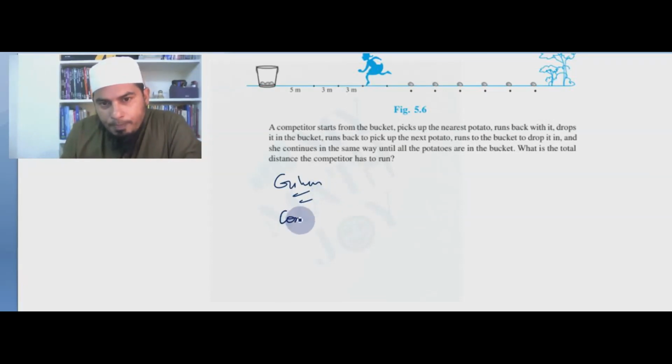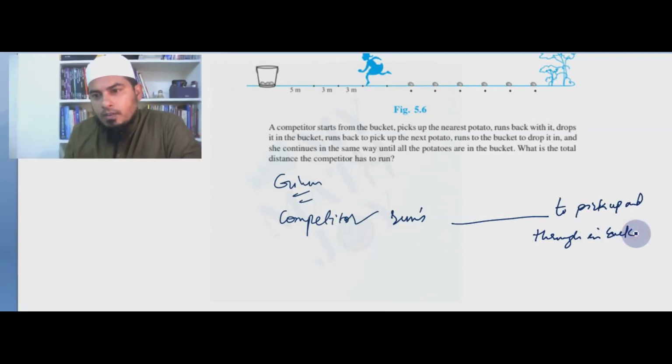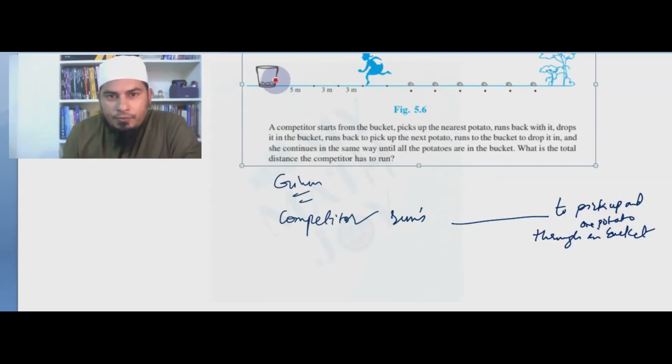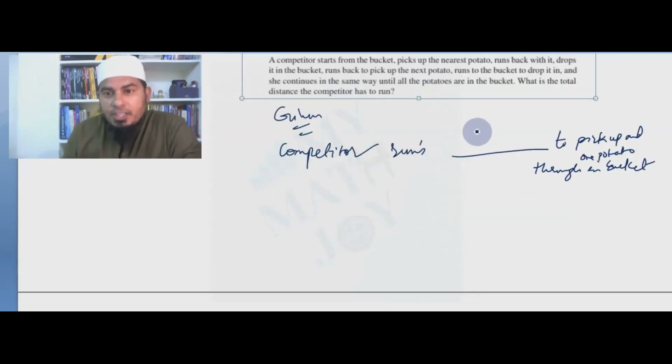I'll write a sentence here. The competitor runs to pick up and throw one potato in the bucket. So he will go 5 meters and come back and throw it here. How much? 5 plus 5, 10. So he runs 10 meters.